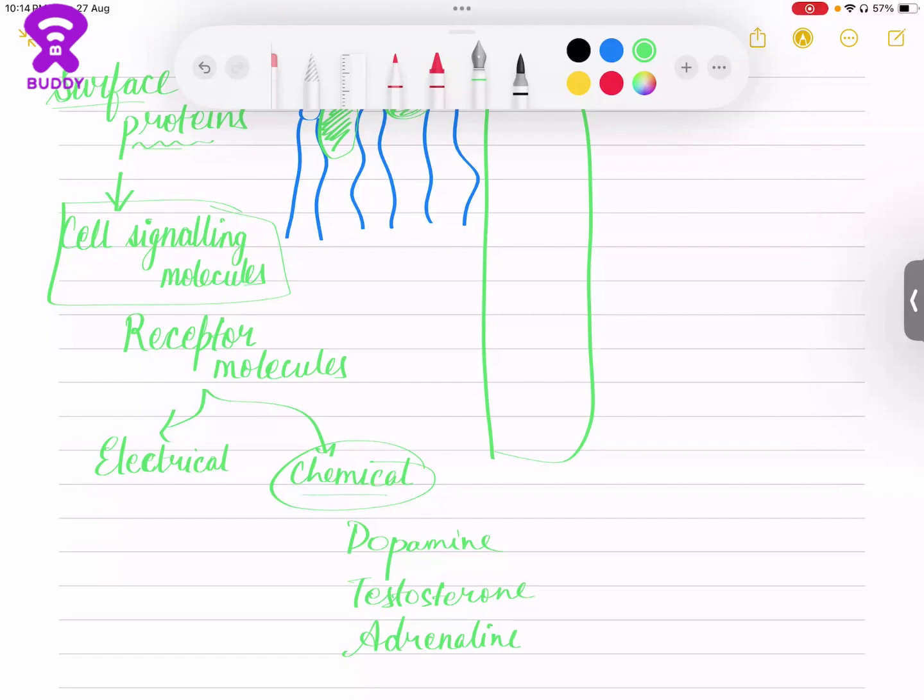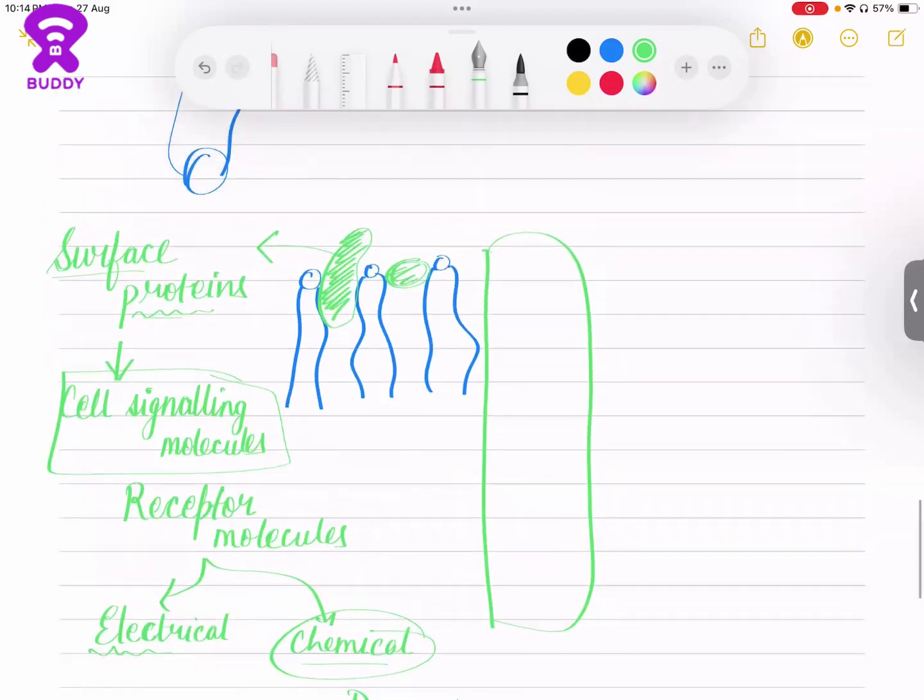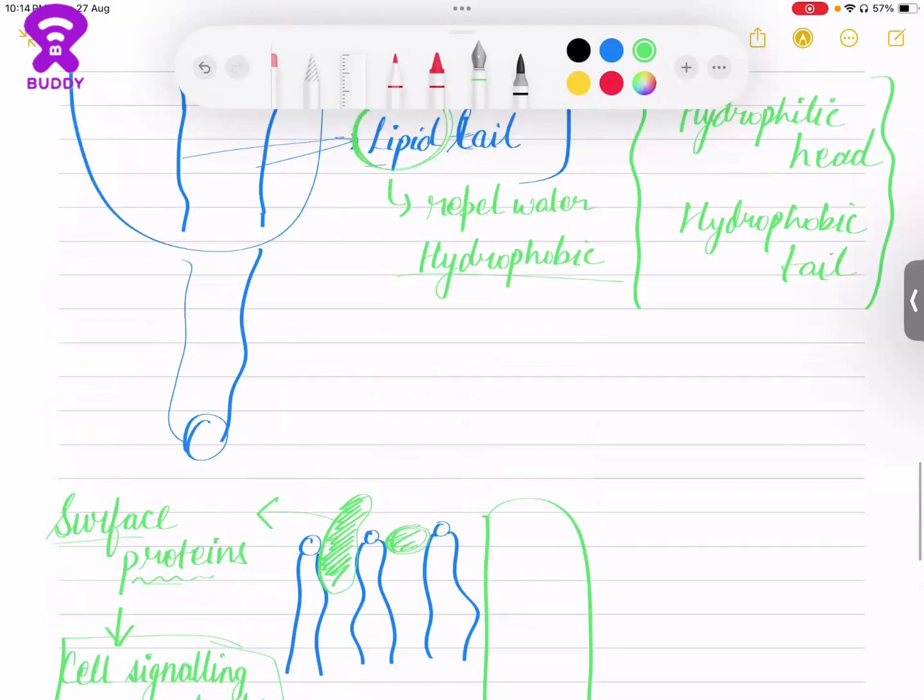So that could be a chemical response, or that could be an electrical response, as if you are trying to grab a thing. There are electrical impulses from your brain that help your muscle move. That type of receptor molecules are called electrical receptors, and some chemical thing will be called your chemical receptors. So this is how your cell membrane looks like, and these are all the functions.